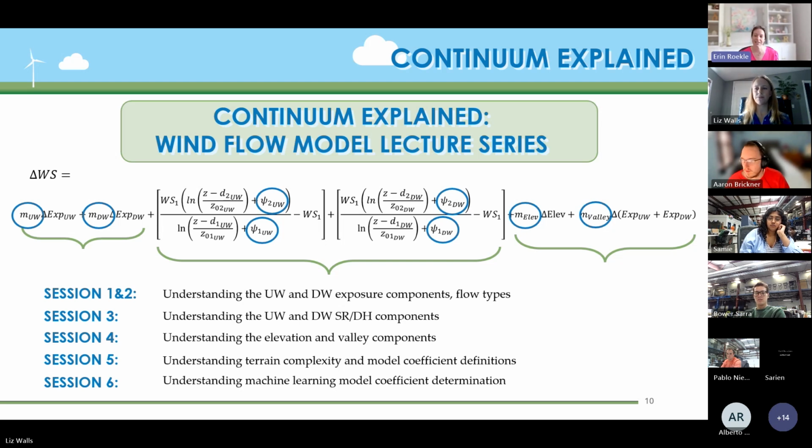Next session, so in 2 months, we'll be talking about surface roughness as well as displacement heights and those components of our equation. And then session 4, the new elevation and valley models that you can currently toggle on and off within the model itself, and how those get calculated and why, and all the background of that. And then sessions 5 and 6, we're talking about our model coefficients and how they're calculated, what each different model coefficient is, how it's applied to each of the individual components.